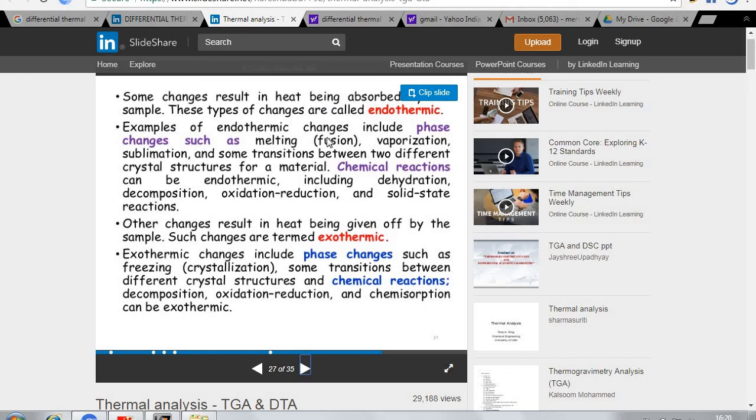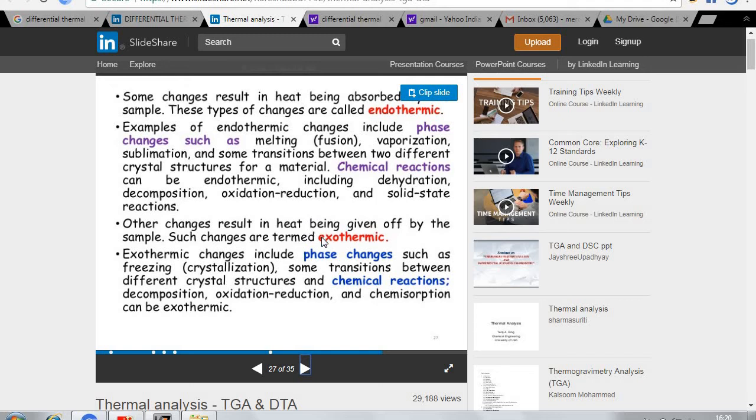So what are the possible endothermic reactions? Melting, vaporization, sublimation, and some other transitions in crystal structures. Okay, all these things will be accompanied by endothermic changes. And then you'll be getting a curve in the opposite direction. Chemical reactions can be endothermic as well, like dehydration, decomposition, oxidation, reduction, and solid state reaction.